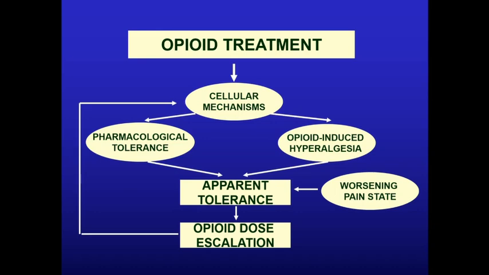The reason is very simple. You look at this flow chart: opioid exposure leads to the cellular changes I talked about, and there are at least 5 different ways to explain why opioid tolerance can take place. We're not going to talk about that, but that cellular mechanism can lead to so-called pharmacological opioid tolerance. So how do we clinically overcome pharmacological opioid tolerance? We increase the opioid dose.